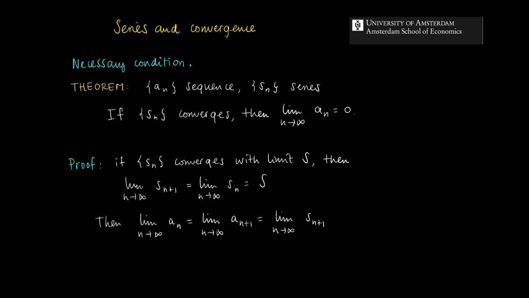So realize that S_{n+1} is the sequence of partial sums until the (n+1)th element, and S_n is the partial sum where we take the first n elements, right? So S_n is part of S_{n+1}, and the difference between the two is the (n+1)th element, a_{n+1}. Okay, but now we use the limit rules, since now we have a difference of sequences which have the same limit. It's s minus s, so the limit equals 0.